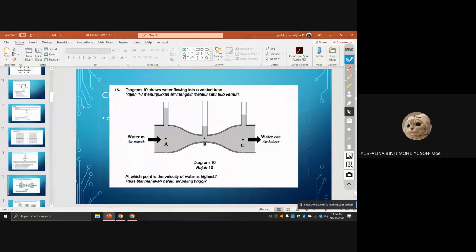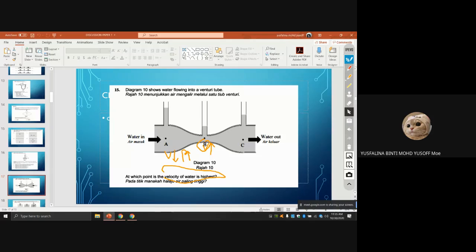Right, next one. So diagram 10 shows water flowing into a venturi tube. Okay. So at which point is the velocity of water highest? Okay, so this one we already know, right? Velocity low, pressure is high. Okay. So here velocity is high. So it's asking you to find where the velocity of water is highest. So of course B. Okay. So number 15 the answer is B, boy.